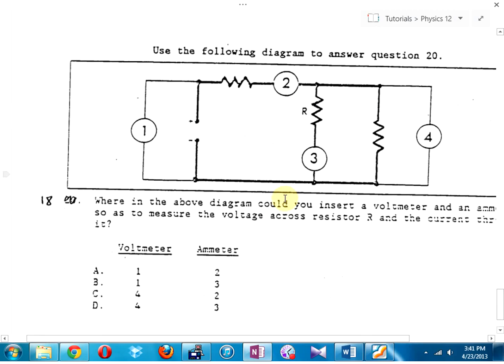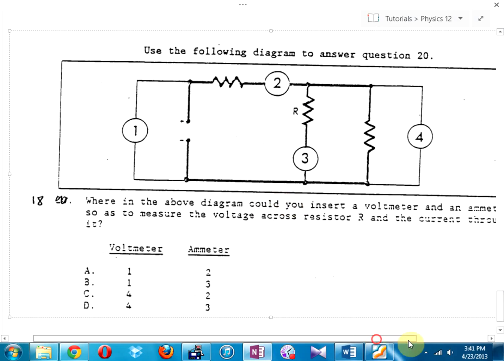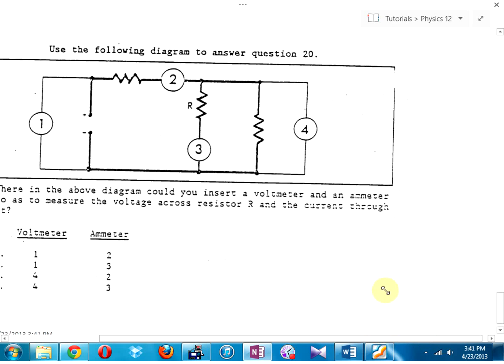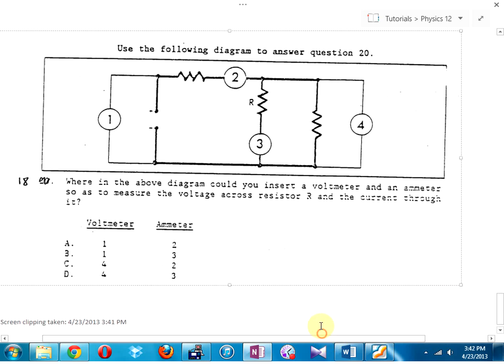So it says, in the diagram above, I need to make it a little bit smaller so it'll fit on the screen. Where could you insert a voltmeter and an ammeter so as to measure the voltage across resistor R and the current through it? Okay. First of all, what location could you put a voltmeter at? Location 1 or 2 or 3 or 4?